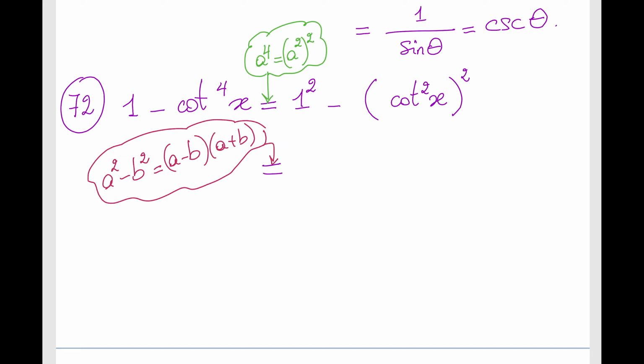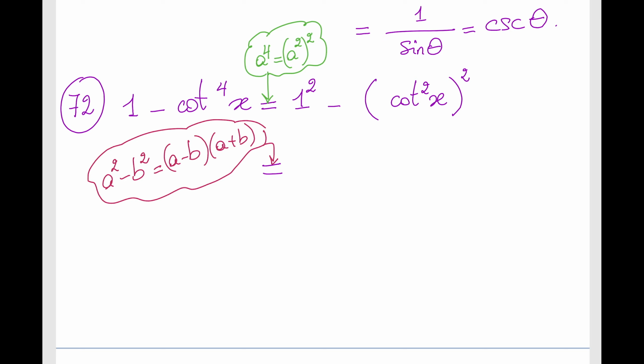So I'm using it here. And who's the choice of a? A is 1. That's the a. And who's the b? It is cotangent squared of x, right? So this becomes a squared. So a is 1 minus the b, which is cotangent squared of x, squared. So b squared. So the b is cotangent squared.